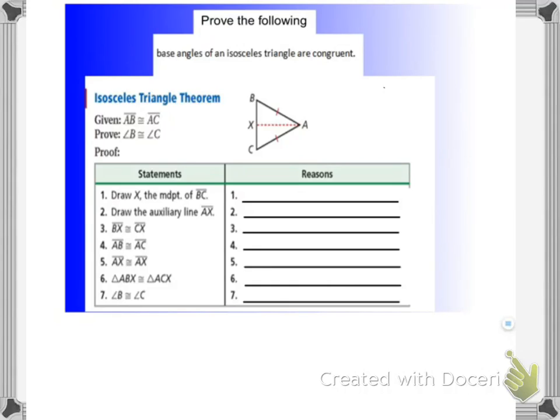So here's our proof. We draw X, the midpoint of BC, and you see that right here, and that is a construction, because you can draw anything. We draw the auxiliary line, AX, and you can see that line right there going straight through the middle. Alright, and that is also a construction.